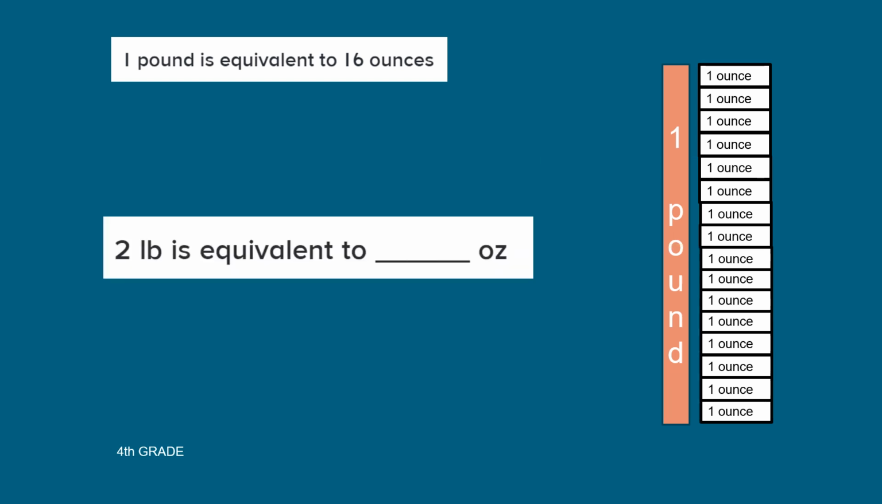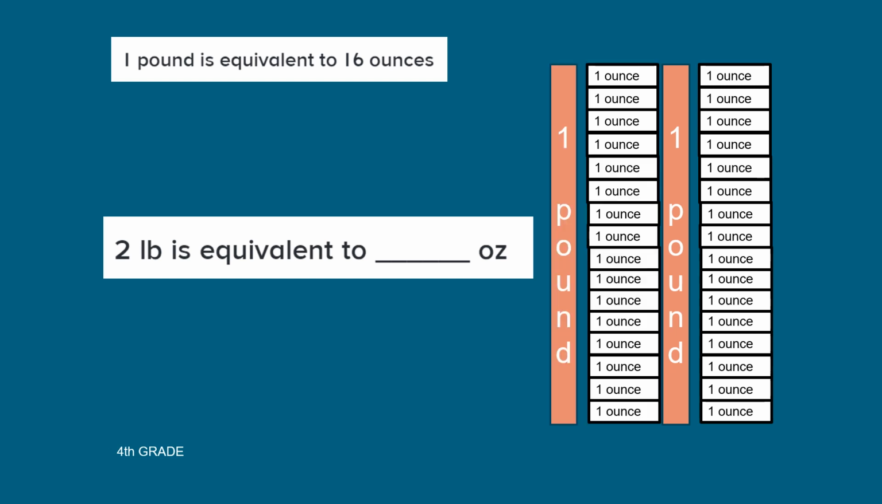How many ounces would it take to equal 2 pounds? Since 2 pounds is double of 1 pound, I know that I could double the ounces in 1 pound to get the equivalent in 2 pounds. This means that there are 32 ounces in 2 pounds.